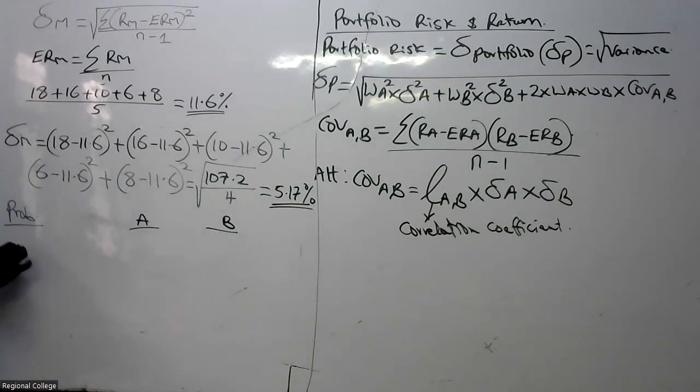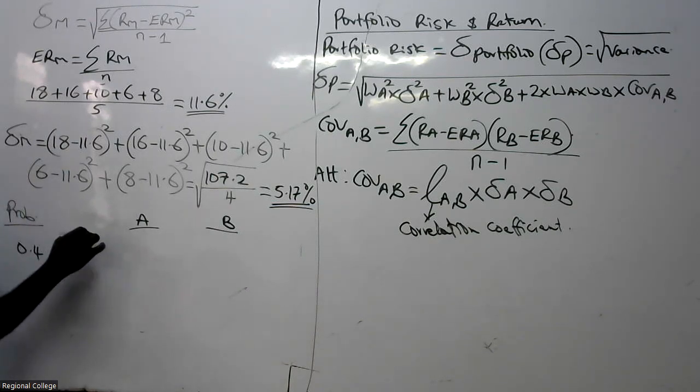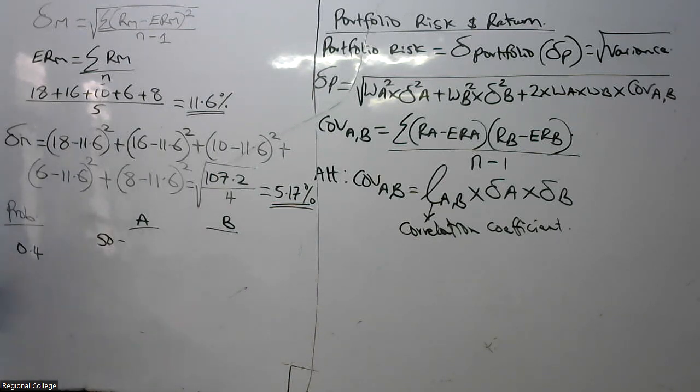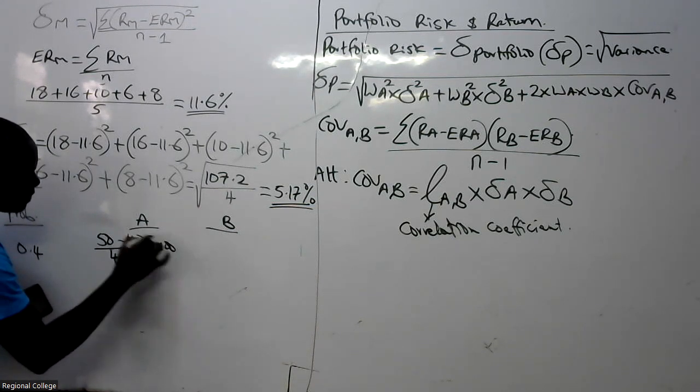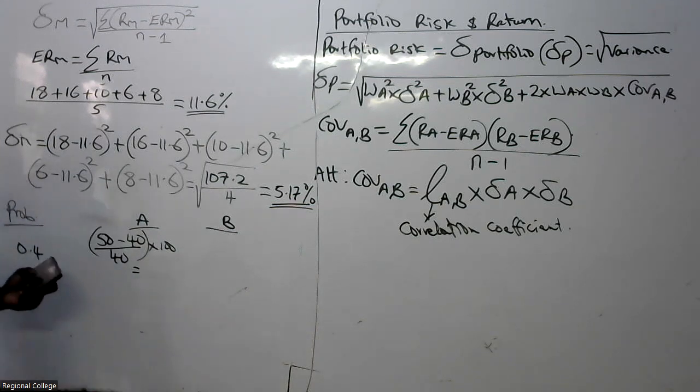So probability equals 0.4. Can you get the returns of A? The returns must always be a percentage. What is the new price of A at the end of the year? Are you saying 50? What was the original price of A? 40, divided by what? So the new minus old, all over old. 40 over 40.